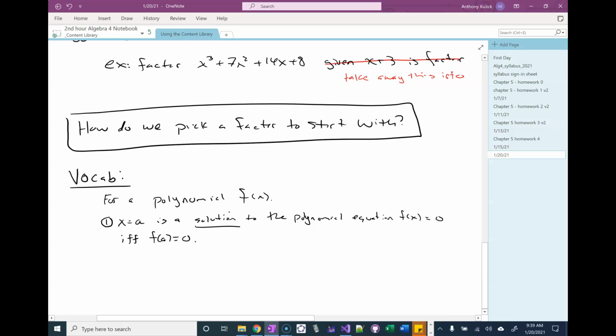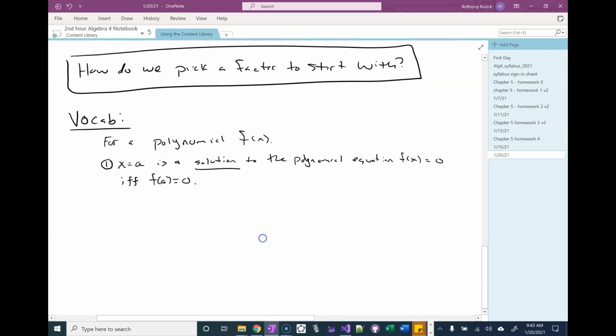Our first definition says that x equals a is a solution to the polynomial equation f of x equals 0 if and only if f of a is equal to 0. Although symbolically it looks a little confusing, this is basically what you would have done when you were first introduced to algebra in your pre-algebra class. If you solve 2x minus 6 equals 0, and you get 3 as an answer, probably what your teacher told you to do was put 3 back in for x to make sure it works. You remember doing that way back in pre-algebra? That's all this is saying.